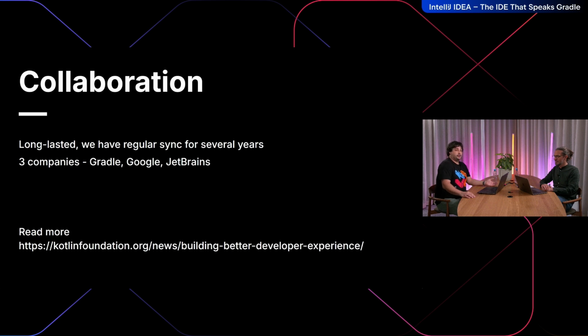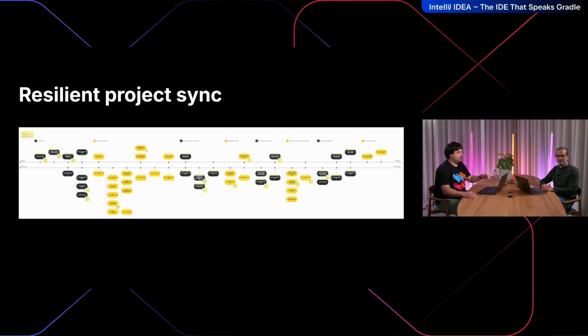If you want to read more of what we have achieved or what we are working on, there was a nice post from the Kotlin Foundation, also published in the IntelliJ blog, about that. But there are 3 specific things we are actively working on right now, and we wanted to talk about them specifically. Let's start with the one about sync again.